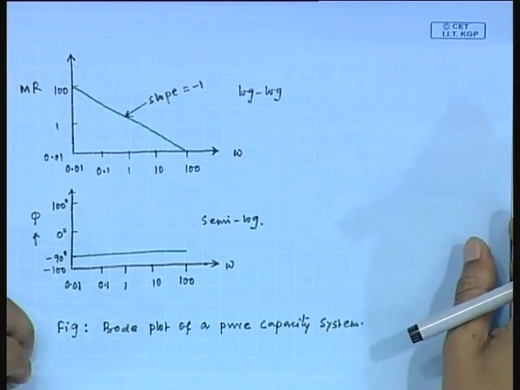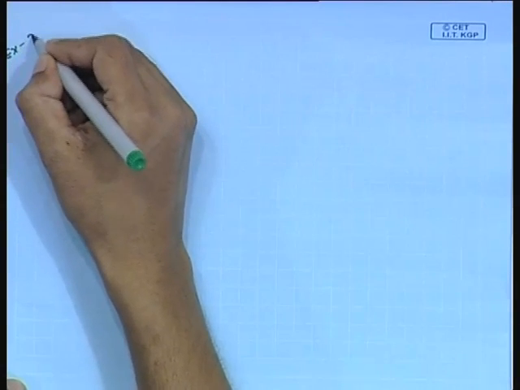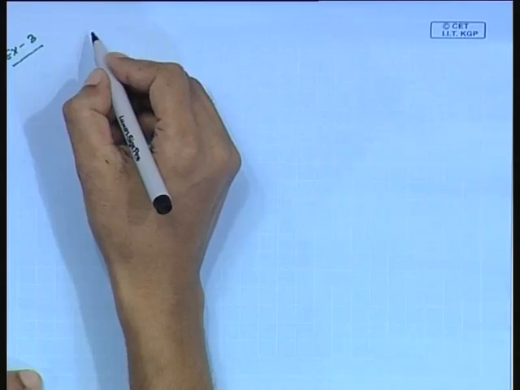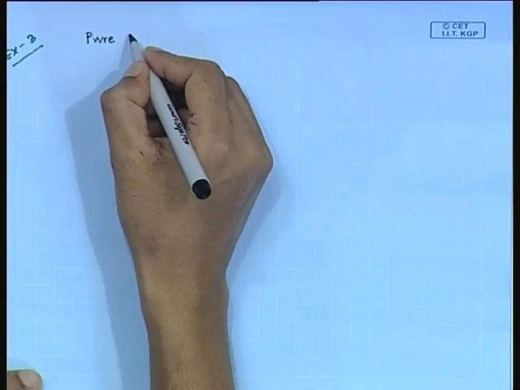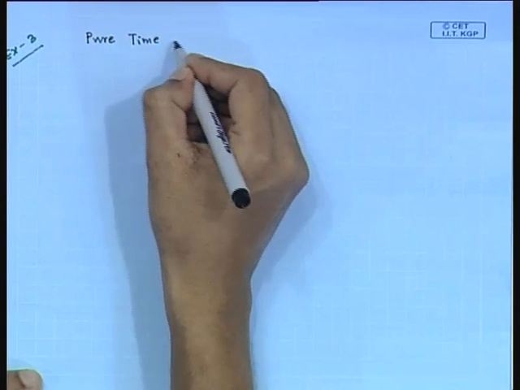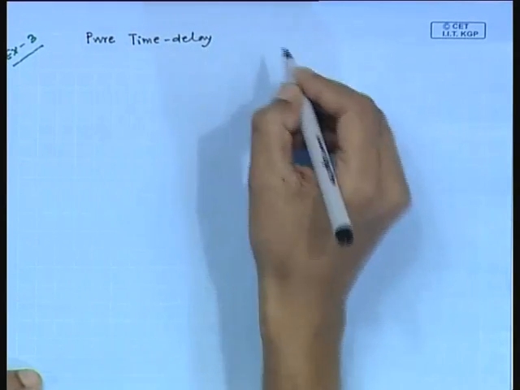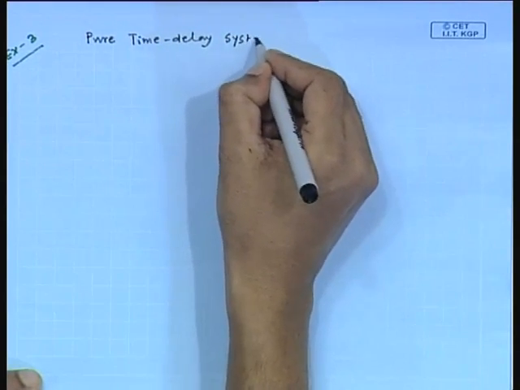So far we discussed the construction of Bode plot with two examples. So, in the third example we will consider dead time. In example 3 we will consider pure time delay system.